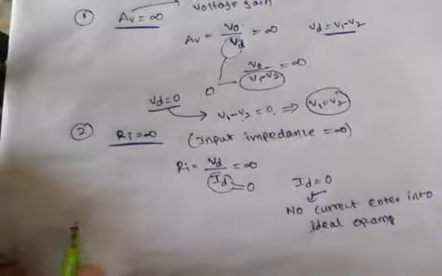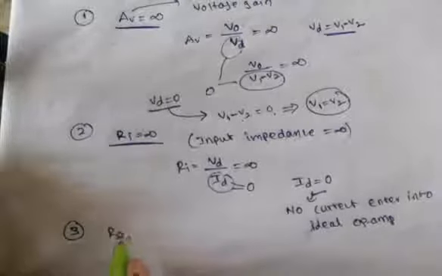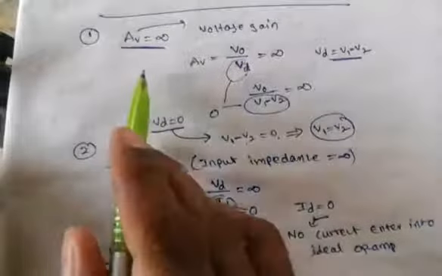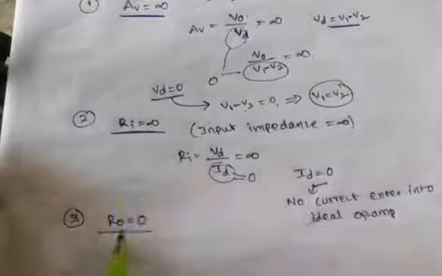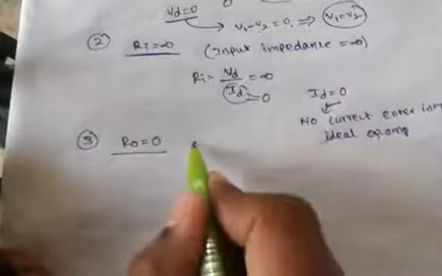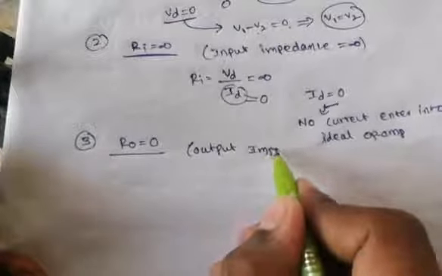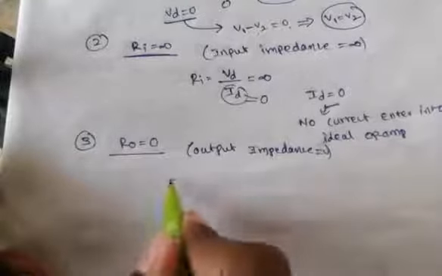Coming to the third point, we have to discuss output side impedance is equal to 0. Output impedance is equal to 0. So the first point is voltage gain is infinity. Second point is input impedance is infinity. Third point, output impedance is 0. So R0 is nothing but the output impedance. What is output impedance?